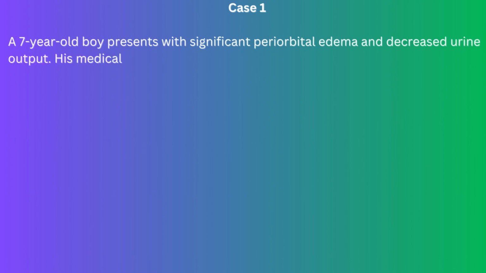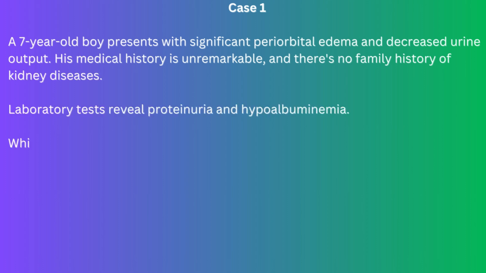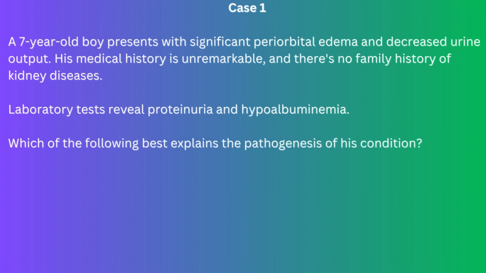A 7-year-old boy presents with significant periorbital edema and decreased urine output. His medical history is unremarkable and there is no family history of kidney disease. Lab tests reveal proteinuria and hypoalbuminemia. Which of the following best explains the pathogenesis of this condition?